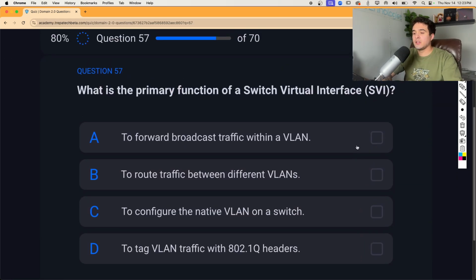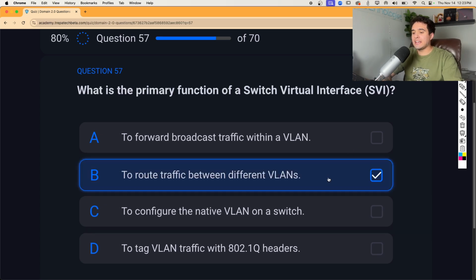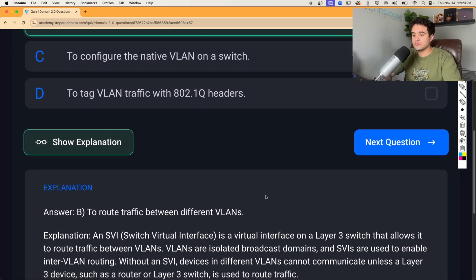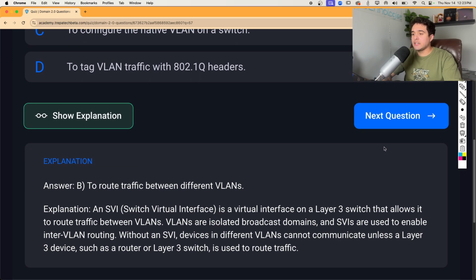Question 57. What is the primary function of a switch virtual interface? That's to route traffic between VLANs. That's how we make a multi-layer switch, by configuring an SVI that gives a default gateway. So we make VLAN 20, then we type in interface VLAN 20 with an IP address, and now that's routing for VLAN 20 and gives that switch IP addressing capabilities. Go ahead and pause the video if you'd like to read the explanation.